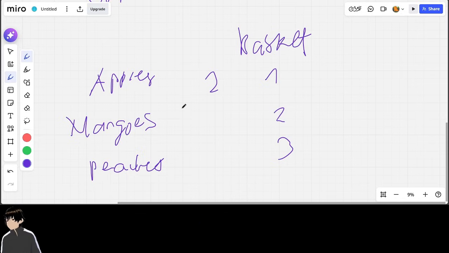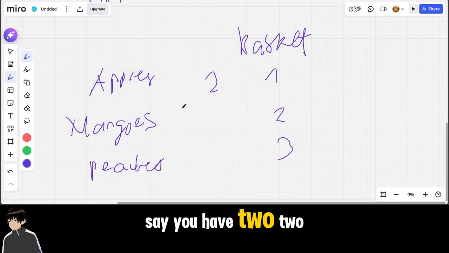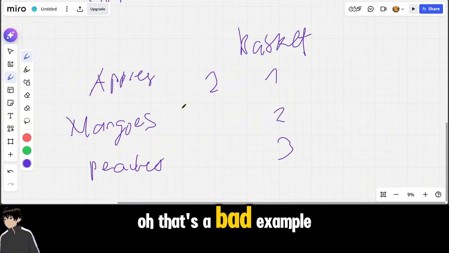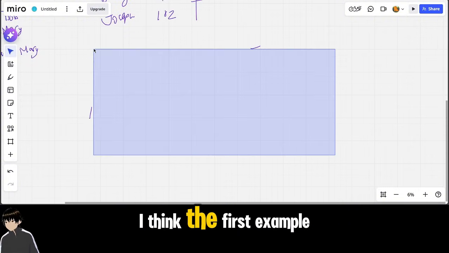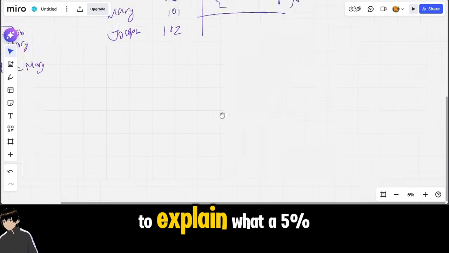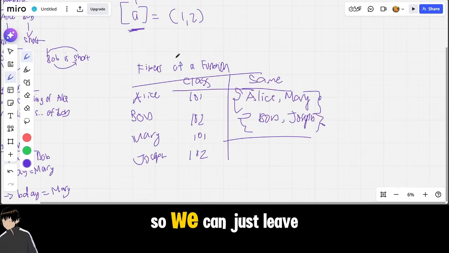and say you have two. Oh, that's a bad example. Let me just get rid of that. I think the first example is sufficient to explain what the fibers of a function are. So we can just leave it at that.